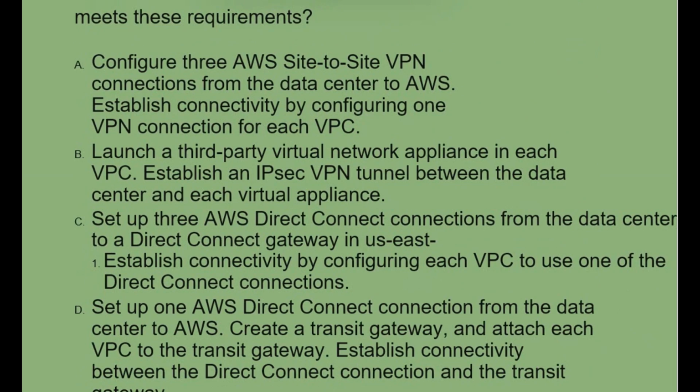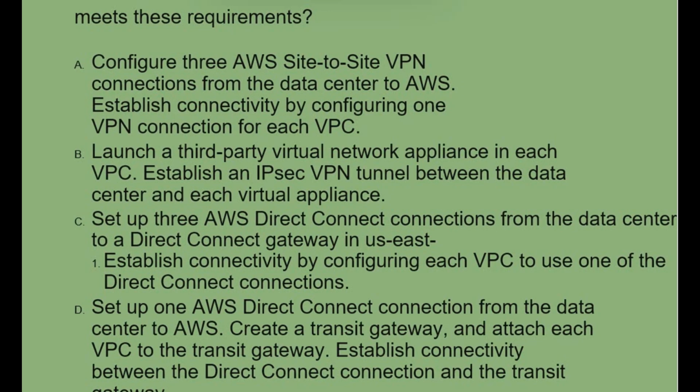Option A, configure three AWS site-to-site VPN connections from the data center to AWS. Establish connectivity by configuring one VPN connection for each VPC. Option B, launch a third-party virtual network appliance in each VPC. Establish an IPsec VPN tunnel between the data center and each virtual appliance.